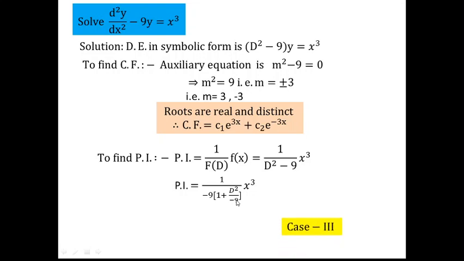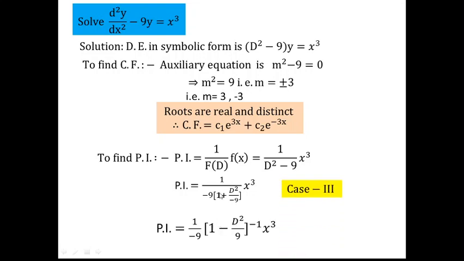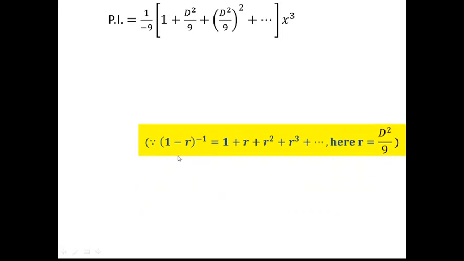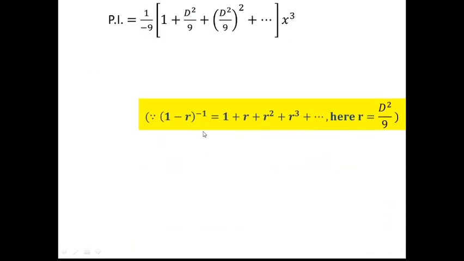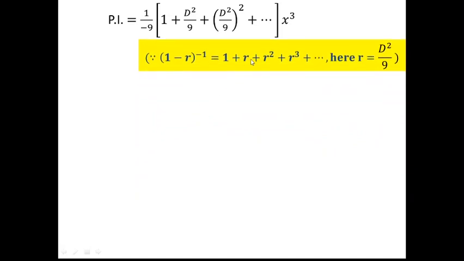Now because of case 3, we take this bracket term to the numerator, so it will raise minus 1 sign. Let's expand by using the formula 1 minus r. You can see here it is in the form 1 minus r raised to power minus 1. What is r here? It is D square by 9. So we will expand by making use of this formula. 1 minus r raised to minus 1 is 1 plus r plus r square and so on, with r as D square by 9.